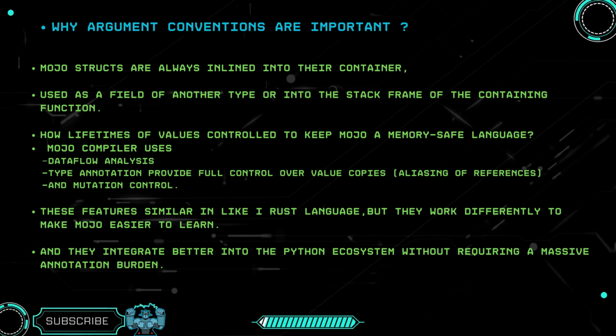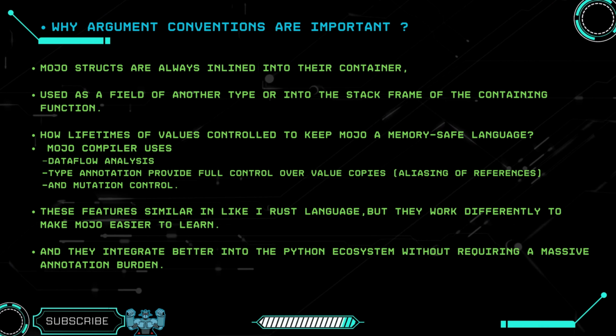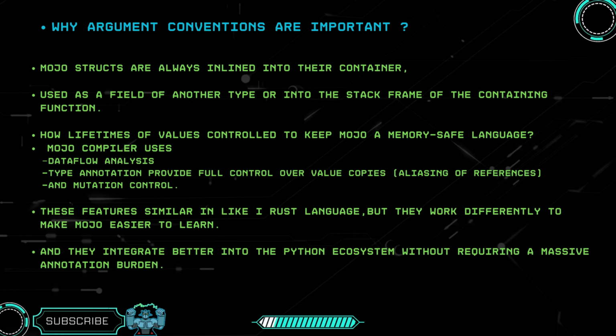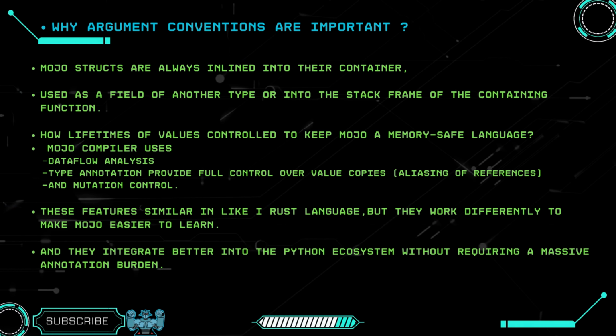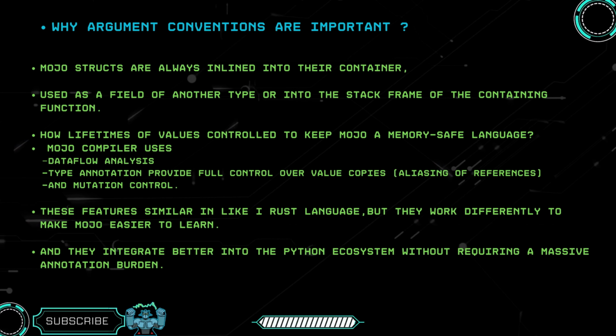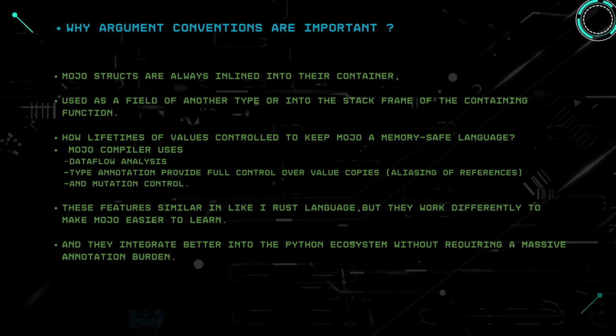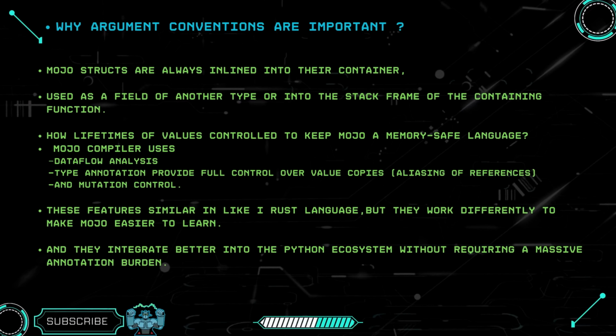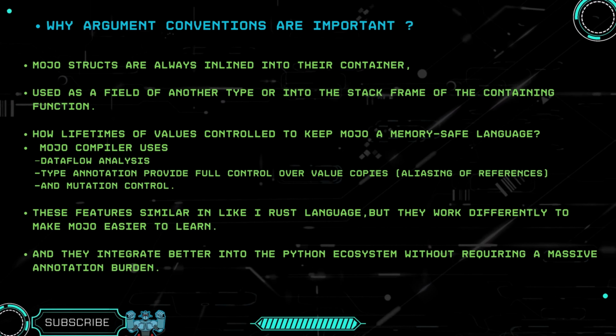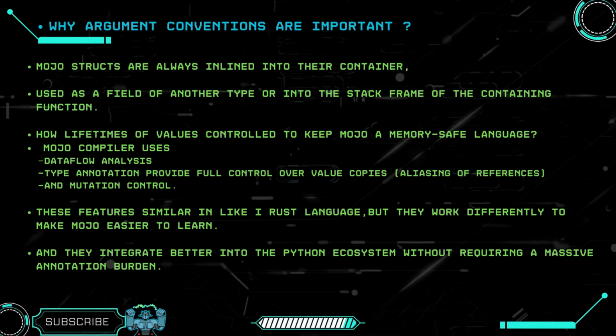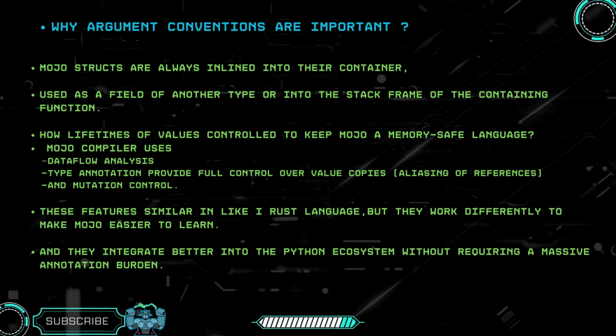The Mojo compiler uses data flow analysis and type annotations to provide full control over value copies, aliasing of references, and mutation control. These features are similar to the Rust language, but they work differently to make Mojo easier to learn. And they integrate better into the Python ecosystem without requiring a massive annotation burden.